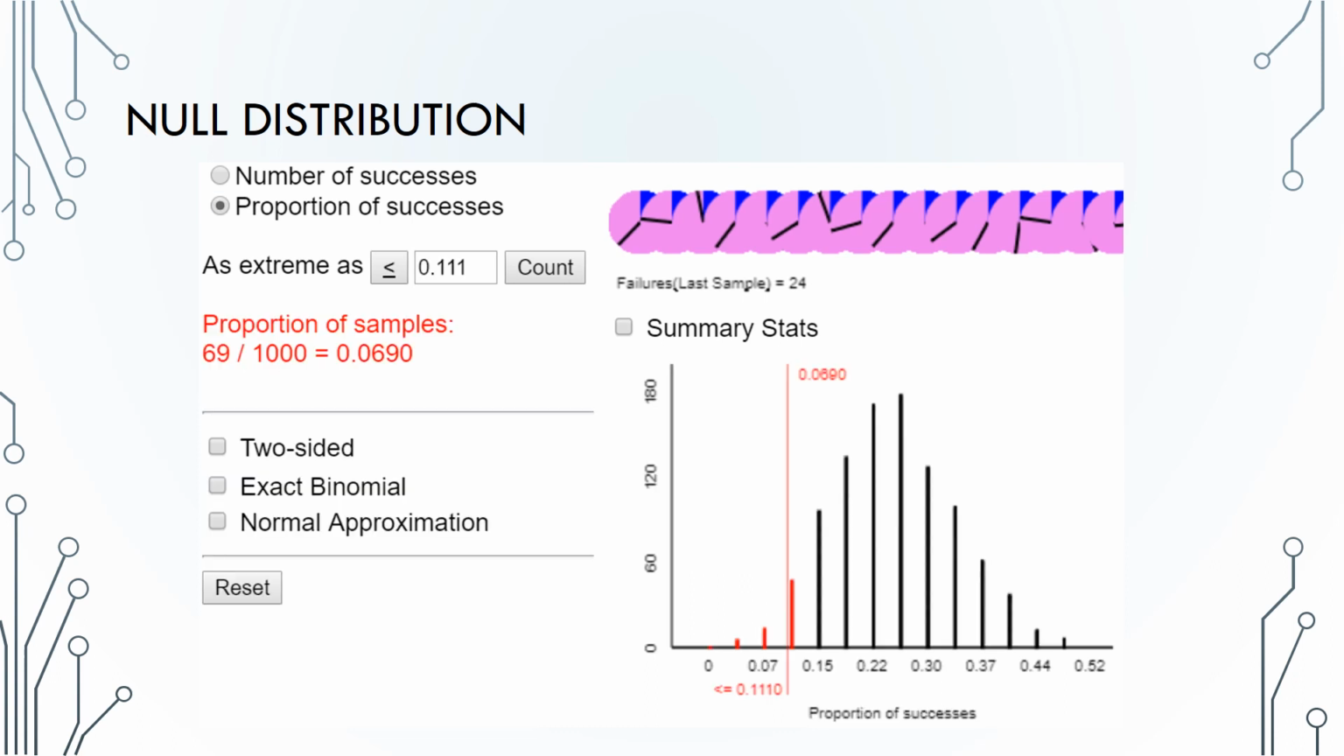In my simulation, the p-value was found to be 0.069. Yours might have been slightly different. Why? Because the simulations are random, so your 1,000 simulations, while having a similar shape, will not be exactly the same as mine.